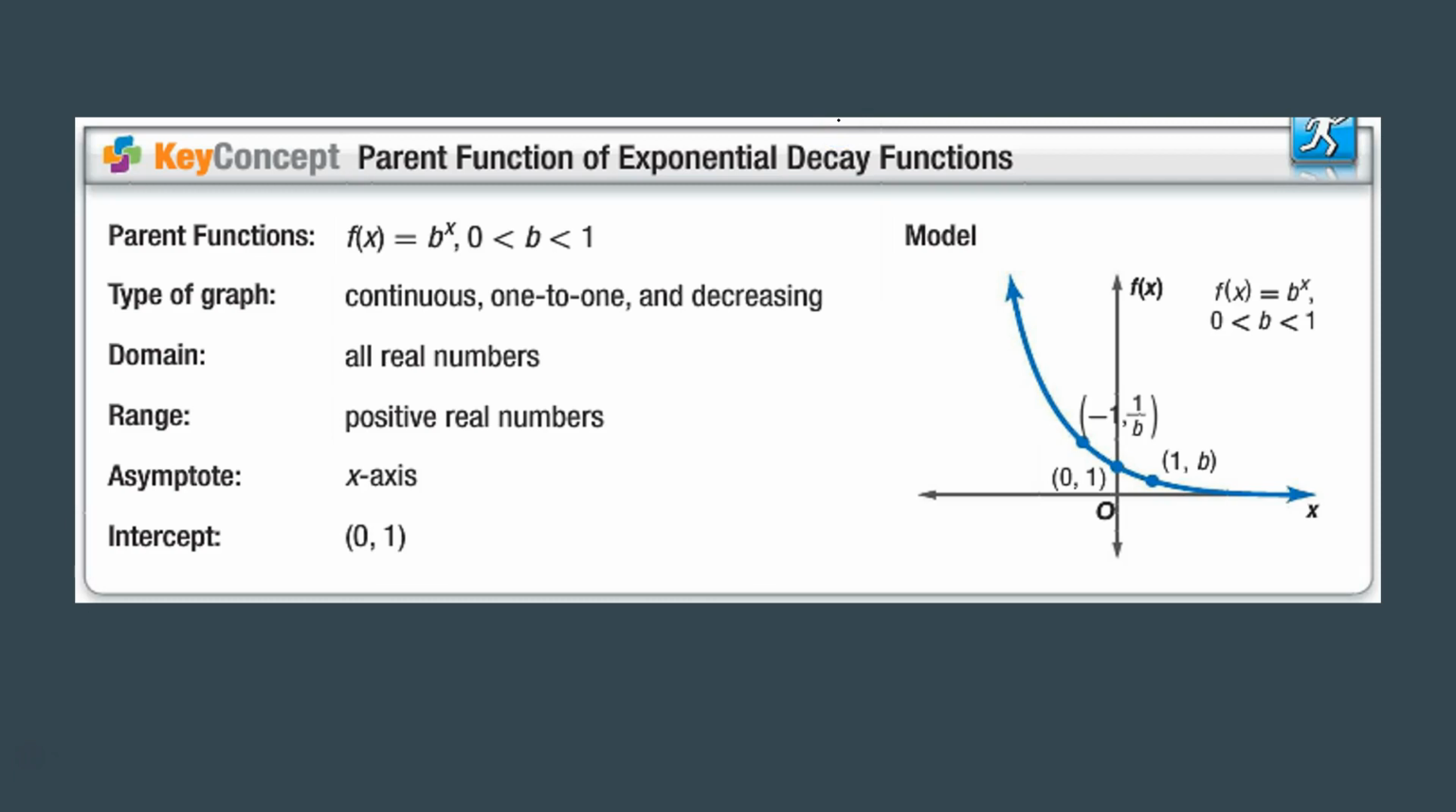And as you can see here, this is a parent function for exponential decay. Remember, the other one was increasing. This one's going in the opposite direction. 0 is less than b, and b is less than 1.